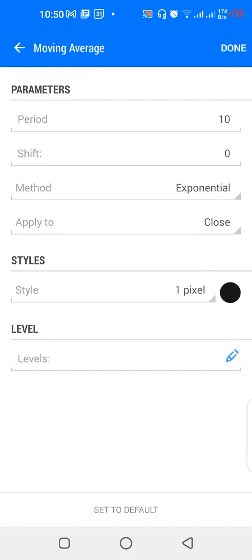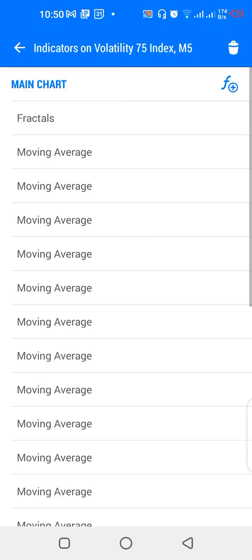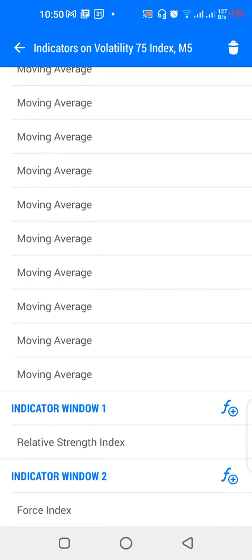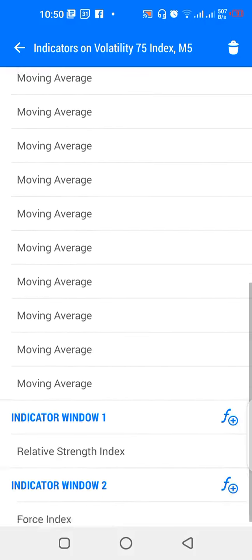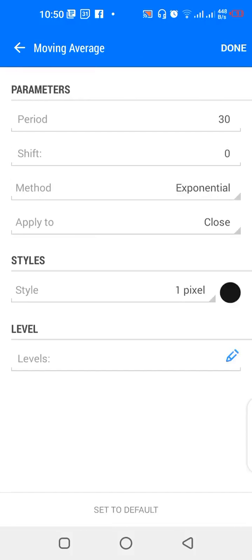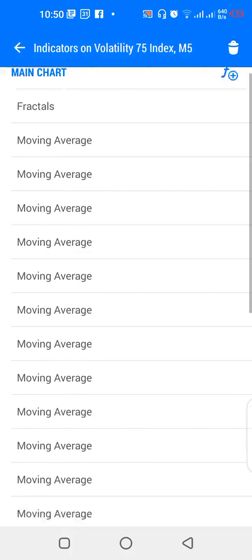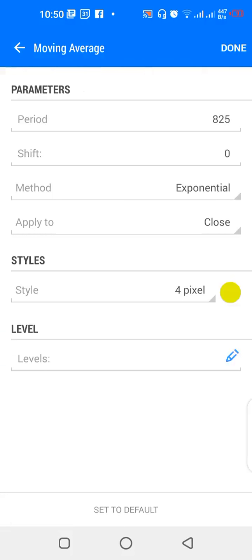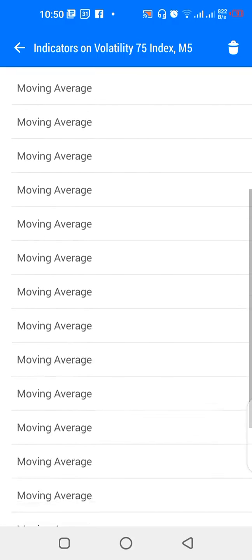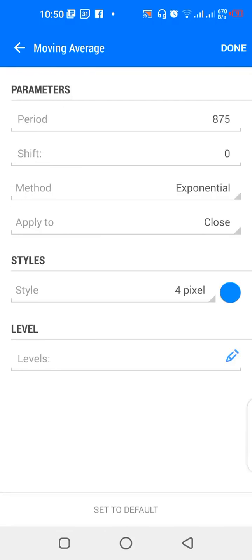The fifth is 10 EMA, which is black. The fourth is 21 EMA, which is also black. The third is 30 EMA, which is black. The second is 825 EMA, which is yellow. And the last of the moving averages is 875, which is blue.